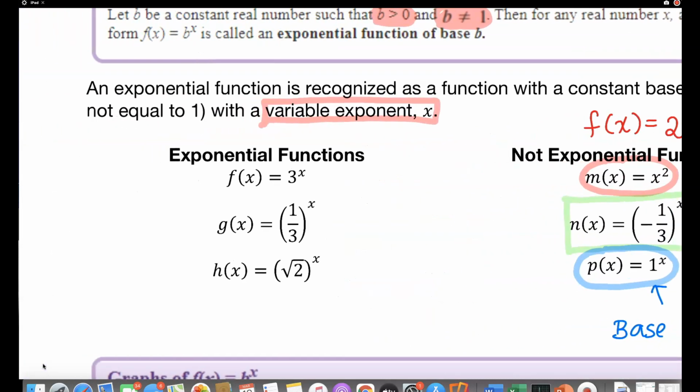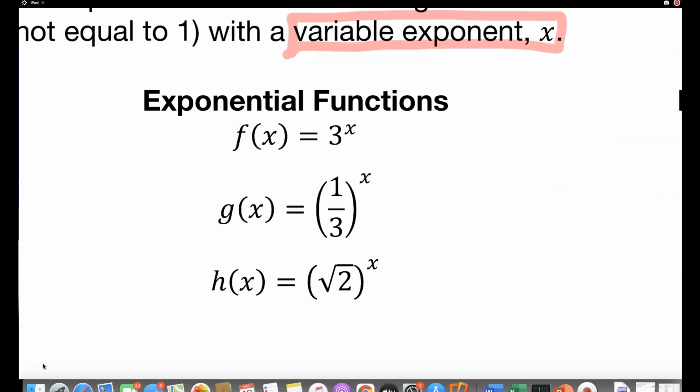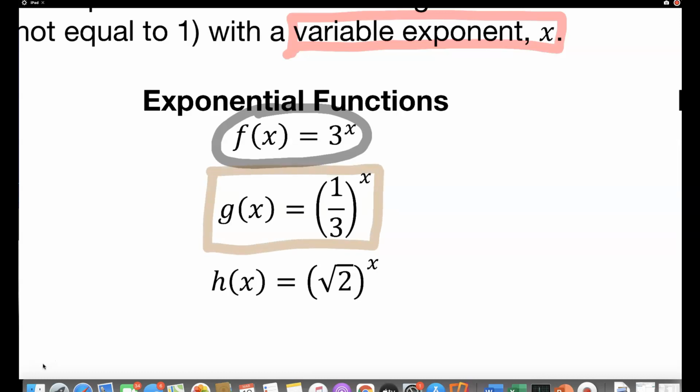But how about the ones on the left right here? Take a look at these happy ones. The first one, f of x equals 3 raised to the x power. That is fine. 3 is a positive number, x is a variable, and it's in the exponent's position. So that is a perfect exponential function. How about the next one? G of x equals 1/3 to the x power. 1/3 is a positive number, so this is fine. It's got a positive base and x is in the exponent's position. This is perfect.